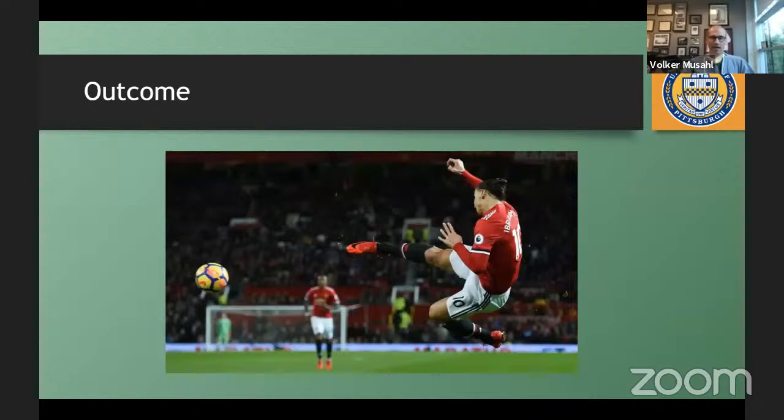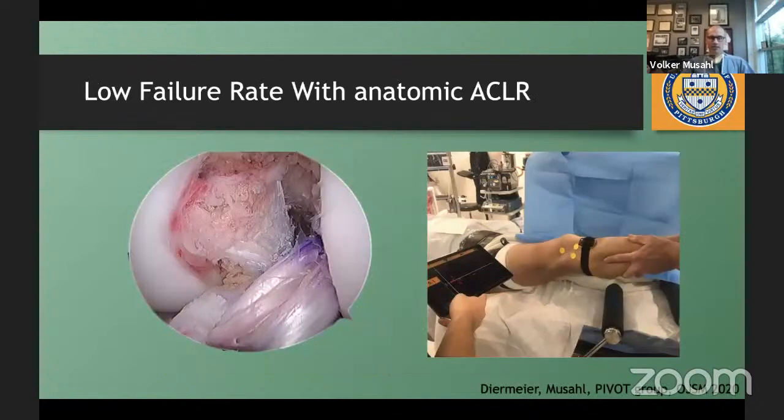So let's talk a bit about outcome. This study was just published this year by one of our fellows, Teresa Diermeyer, using the same data set from this ISAKOS study. We had a total of 107 patients enrolled. They all received an anatomic hamstring tendon. So all of them had hamstrings, single bundle, no lateral surgery, just simply a single bundle ACL. And we found, like most studies show, just under 5% failure rate.